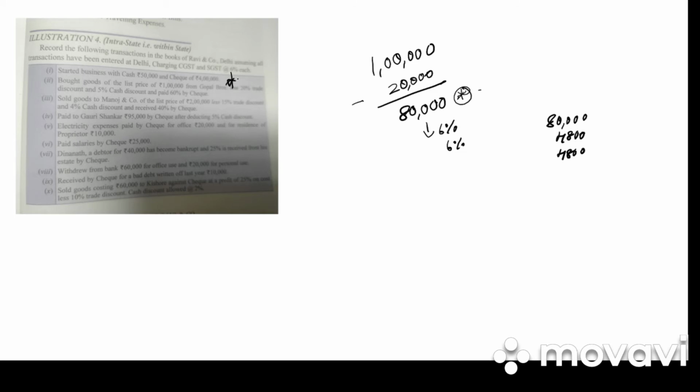Then we have electricity expenses paid by check for office and for residence of the proprietor, 10,000. So for office, electricity expenses will be debited. For residence, it is drawings account debited to bank account. Again, there won't be any GST. Paid salaries to bank, no GST. A debtor of 40,000 became bankrupt, 25% received by check. So bank account, bad debts account to Dinanath.